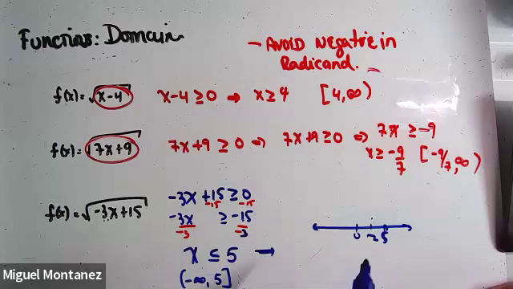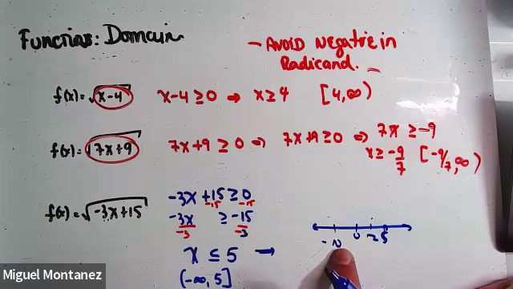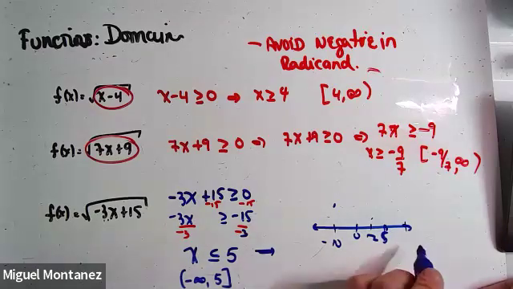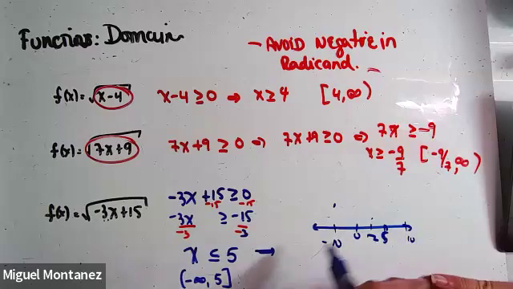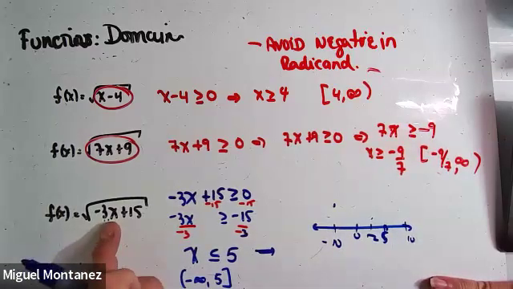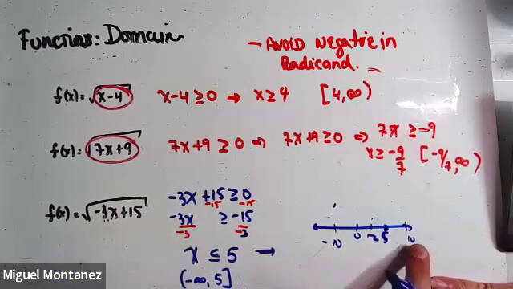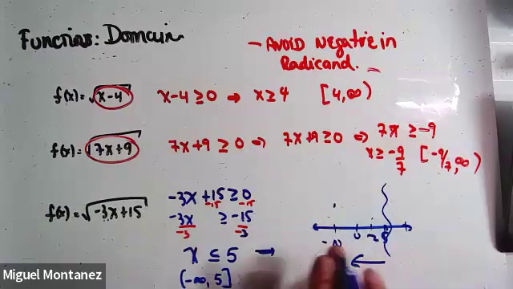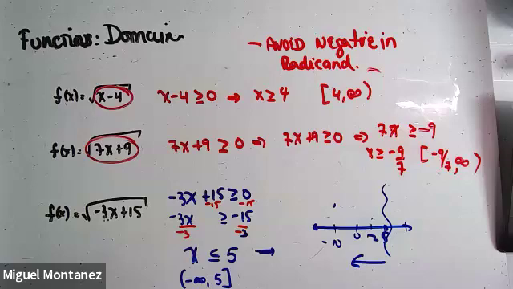Whatever number, as long as I'm in this case, I'm fine. If I take negative 10, that would be negative 10 times negative 3, that's positive 30 plus 15, 45. That would be a good number, square root of 45. Now, what if I input 10? Now I'm on the right. Negative 3 times 10 would be negative 30 plus 15, negative 15. So I'm in trouble here. So as long as I'm to the left of 5, I'm safe. That's it. That's the domain.